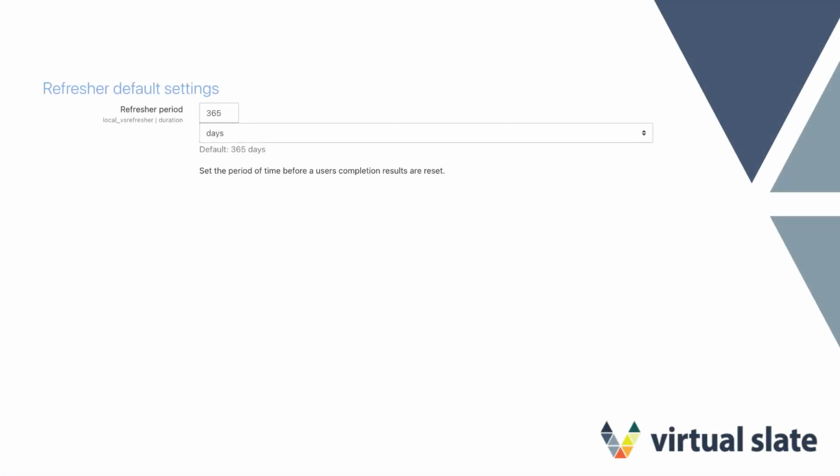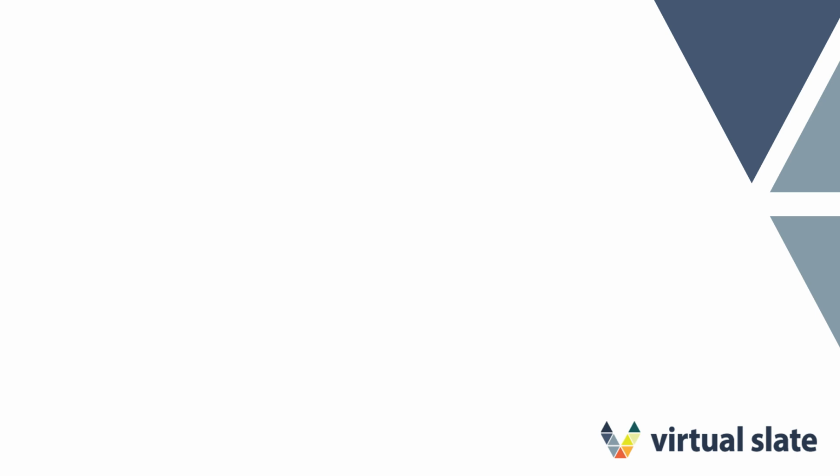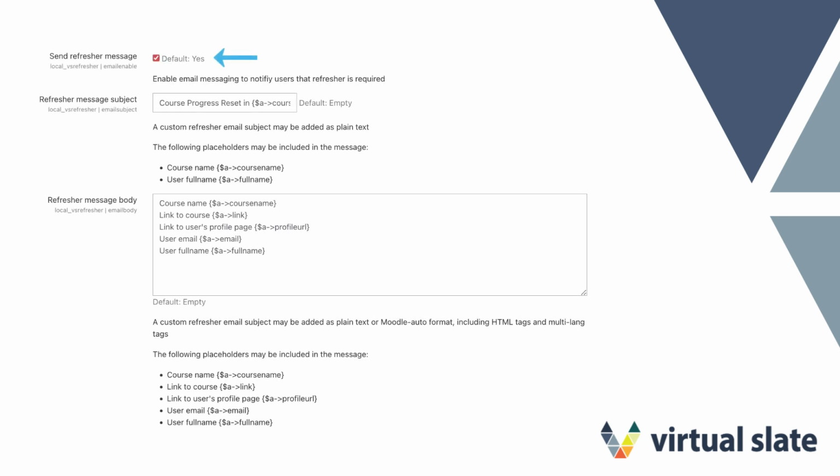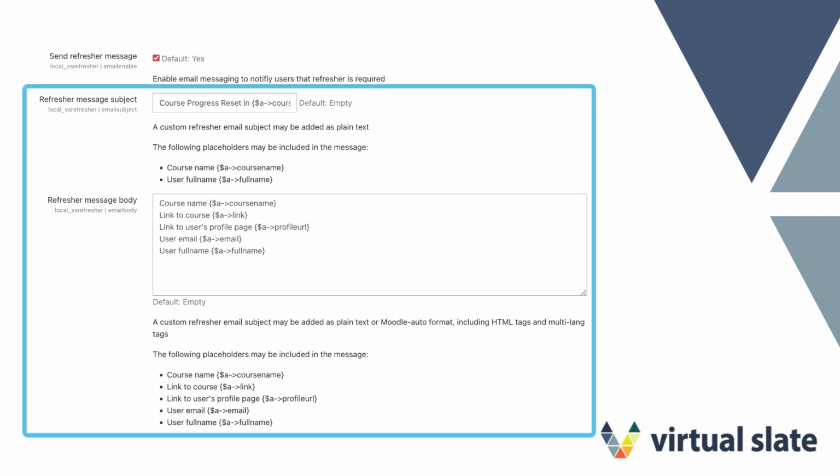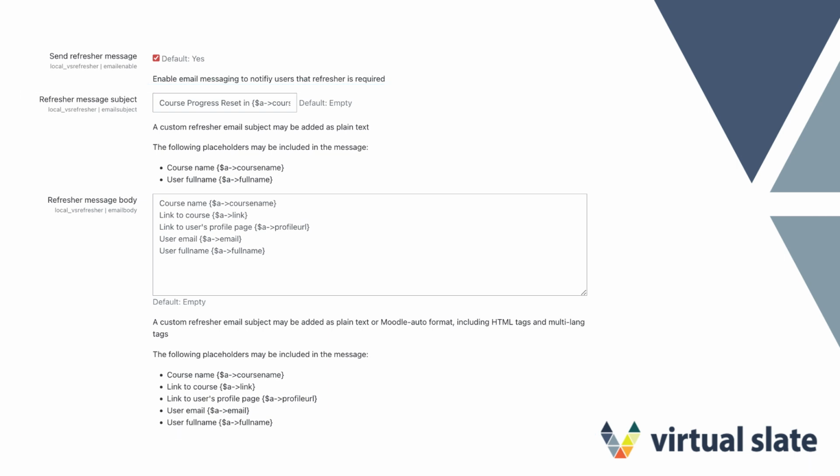The first setting, labeled Refresher Period, determines the threshold period of time before a user's course completion results are reset. Feel free to set this refresher period to your preference. The Send Refresher Message setting determines whether users should be notified via email informing them about the refresh action. If enabled, then the provided refresher message subject and refresher message body content will be mailed to the user. Feel free to use the variable tokens provided to create dynamic email content.